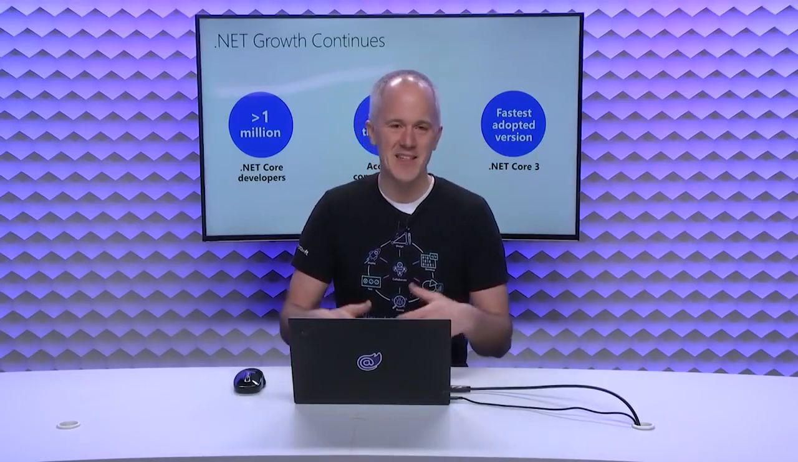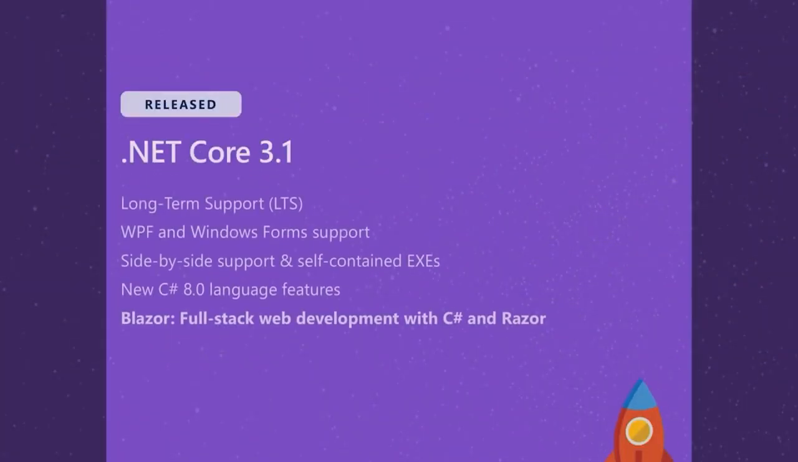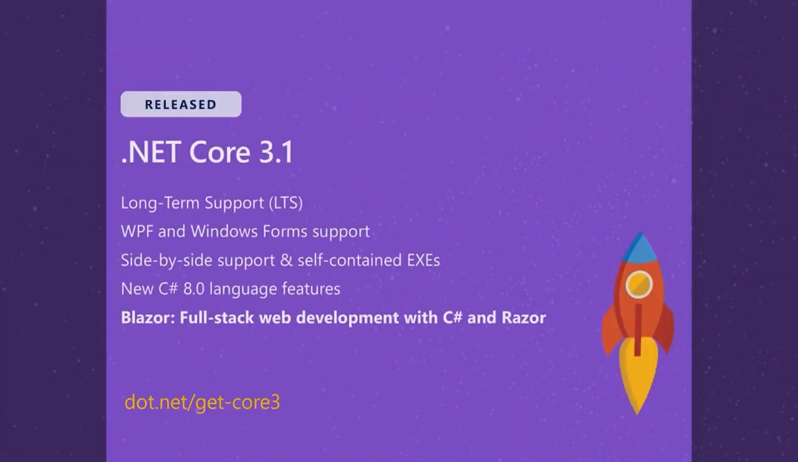Just last September, we shipped the next major release of .NET Core, .NET Core 3. And it is now the fastest adopted version of .NET Core ever. Also last month, we shipped .NET Core 3.1. So if you haven't installed it yet, go get it. .NET Core 3.1 is a long-term support release, an LTS release, of all the great features that we shipped in .NET Core 3, including support for Windows desktop apps with Windows Forms or WPF, support for C# 8, and also support for building full-stack web apps with Blazor.